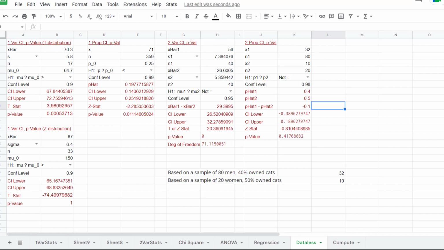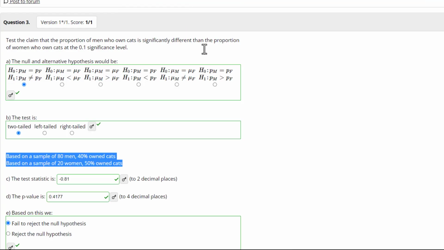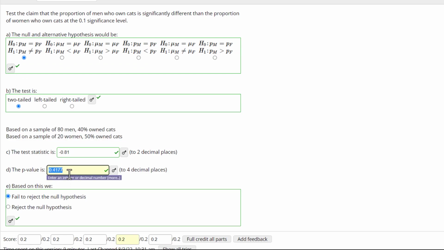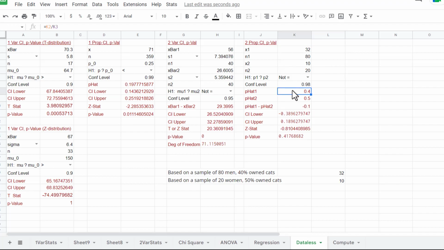So I can see based off of this now that my z statistic is negative 0.81, and my p-value is 0.417, which are these values right here. If you remember, if the p-value is greater than the level of significance, you fail to reject the null. So as you can see, Google Sheets has all these formulas in here for you just to use them. Reach out if you have any questions.